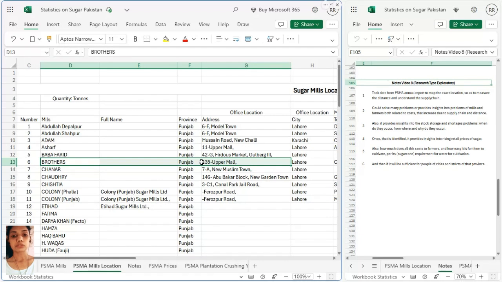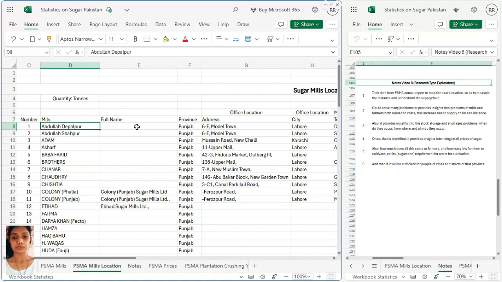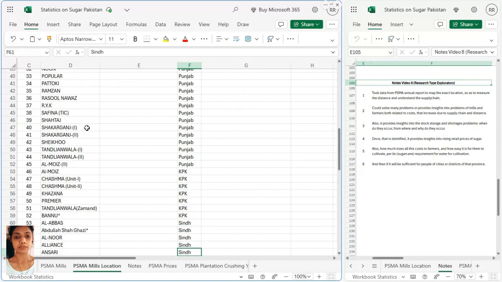Just assuming, to make an understanding, there is a possibility that this mill is located at a far distance from the sugarcane cultivation area where the farmers cultivate the sugarcane, and that mill is nearer, so it gets less transportation cost, is able to gain more margin, and therefore is able to offer more beneficial prices. So now this is for Punjab, right? And then there are mills for Sindh and KPK.